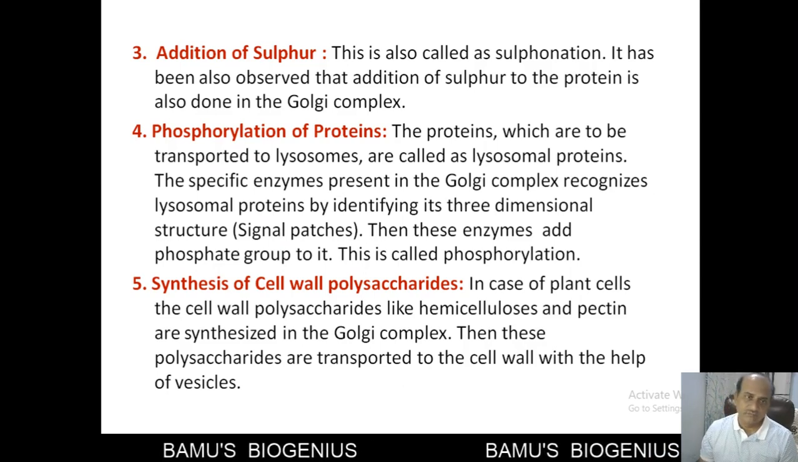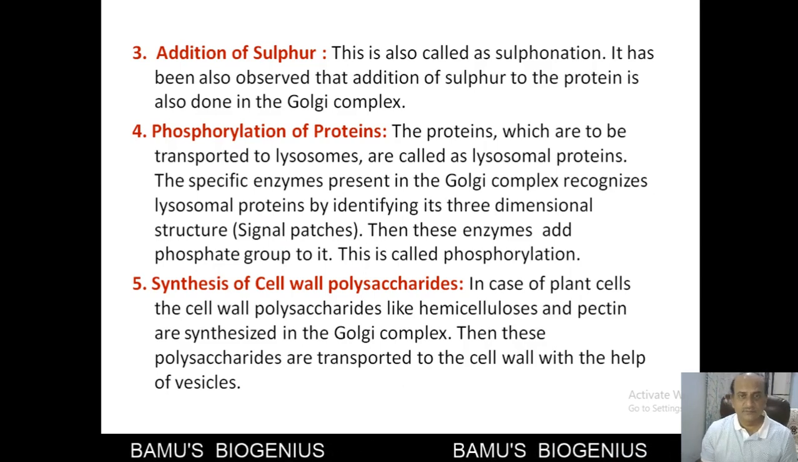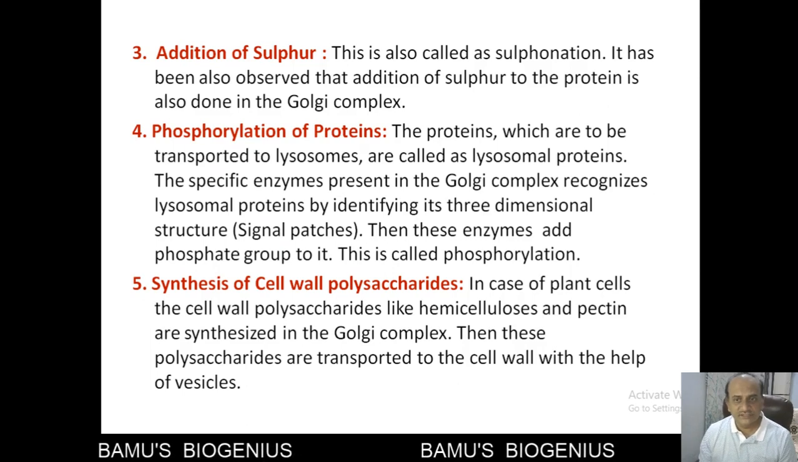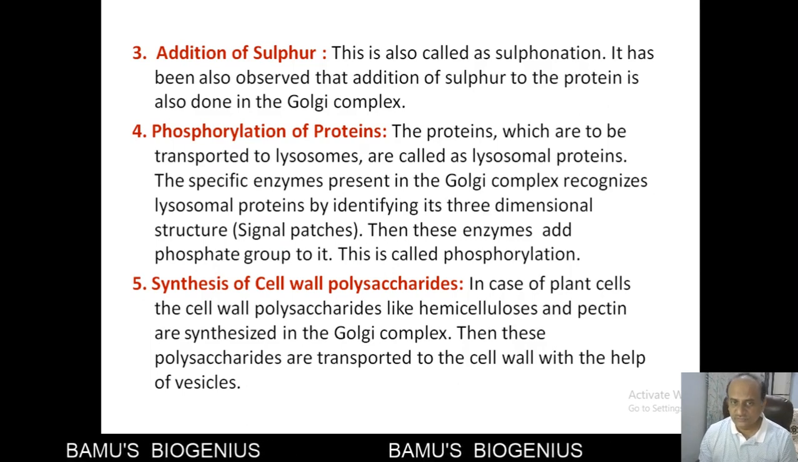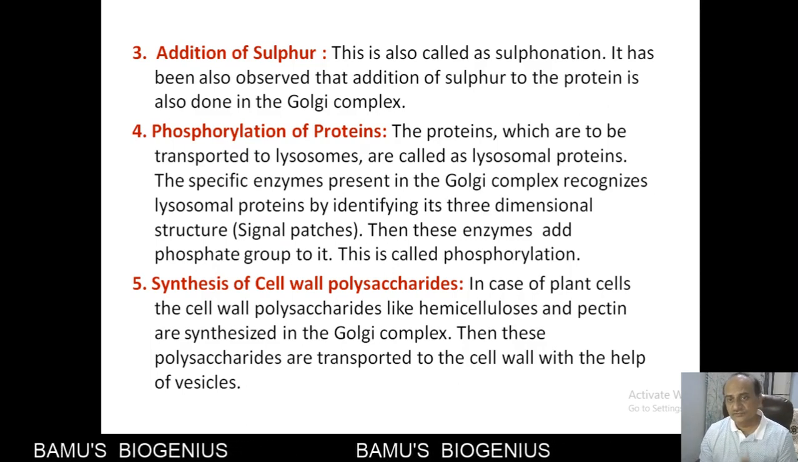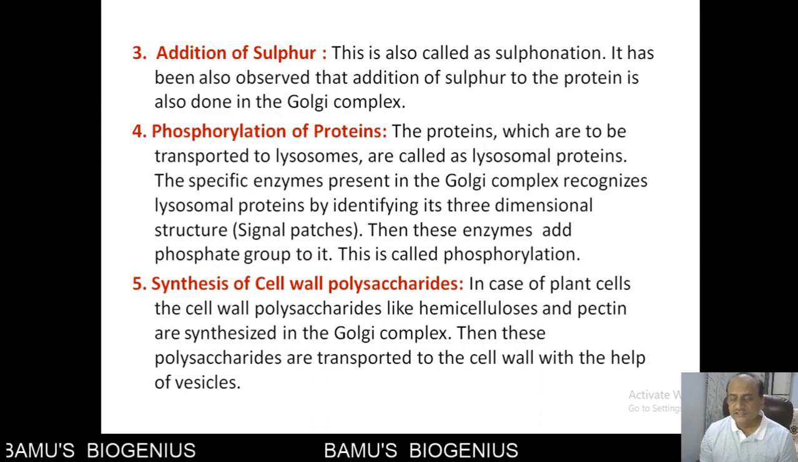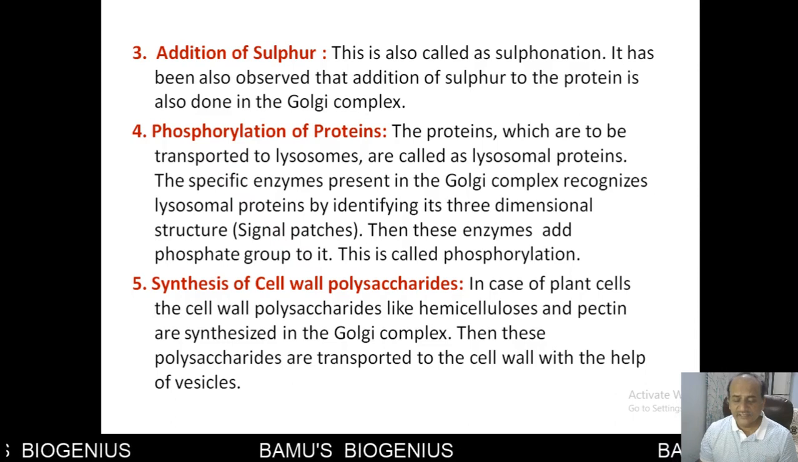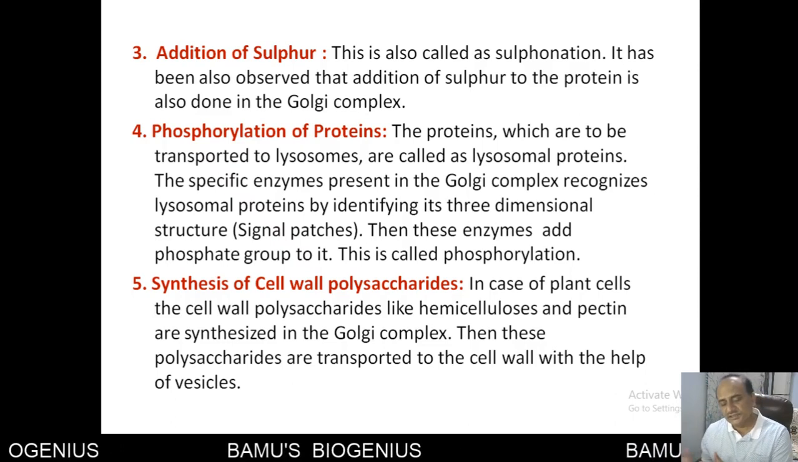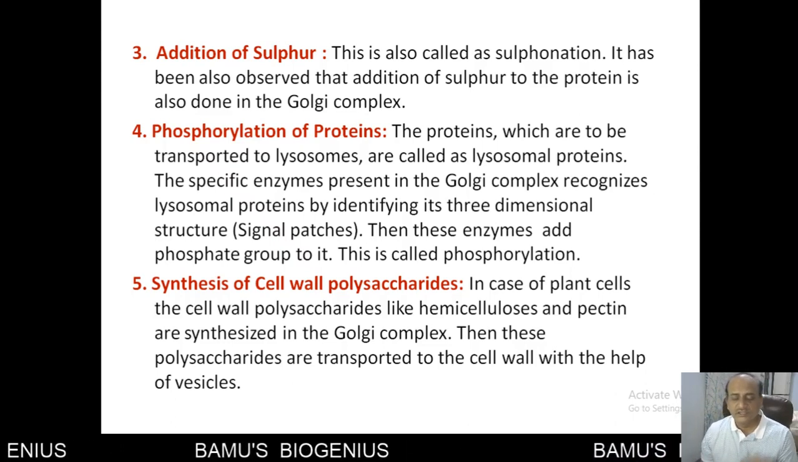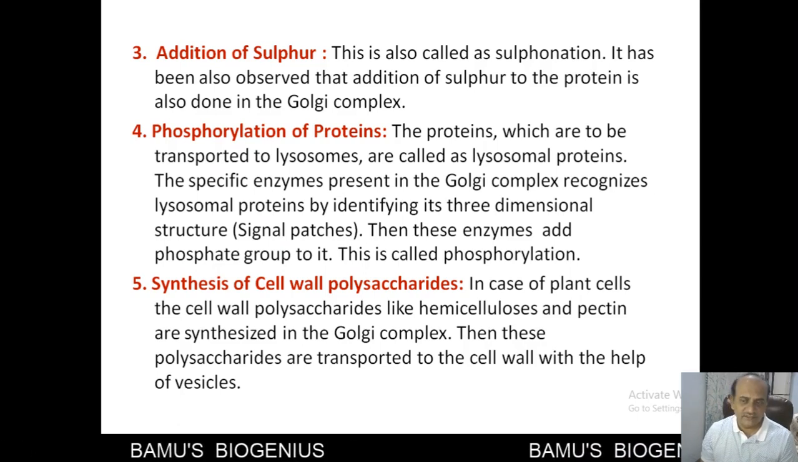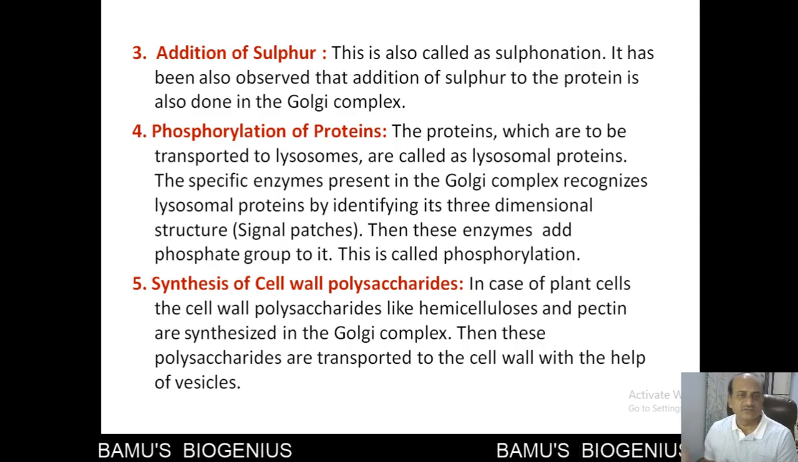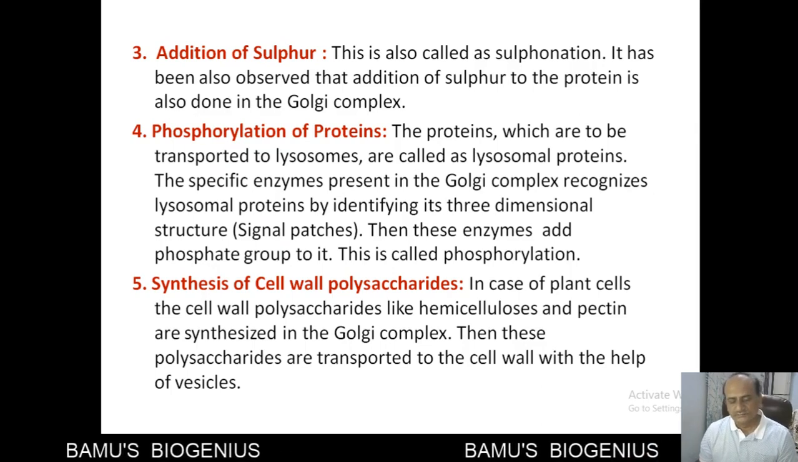Now, the fourth one is the phosphorylation of a protein. The proteins which are to be transported to lysosomes are called lysosomal proteins, and these lysosomal proteins are phosphorylated before transportation to the lysosomes. In the Golgi complex, these proteins are phosphorylated, and then they are transported to the lysosomes.